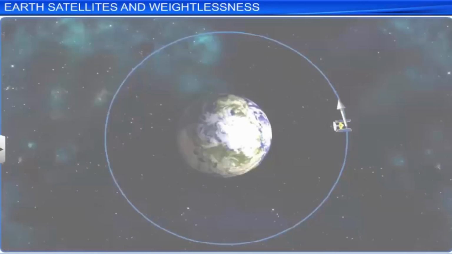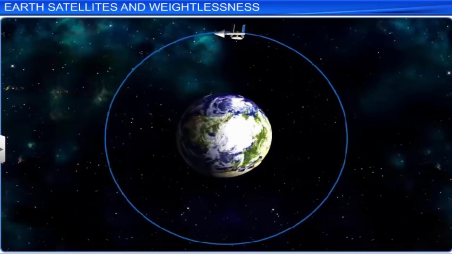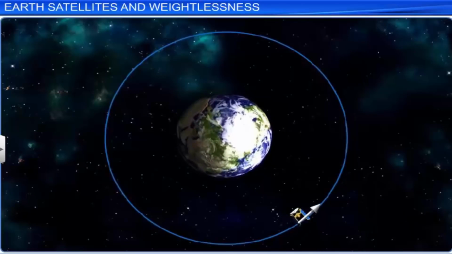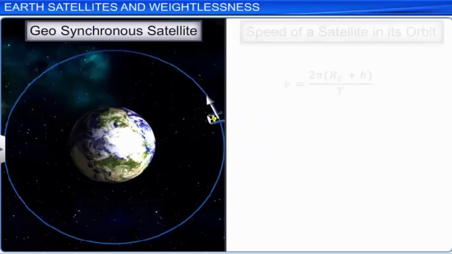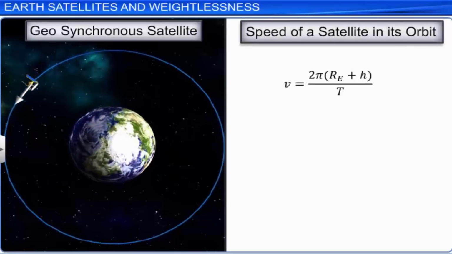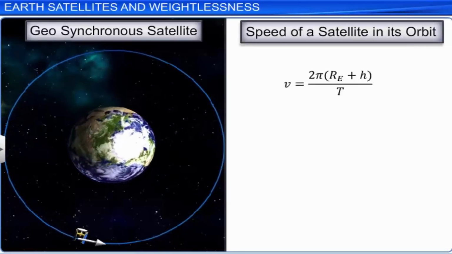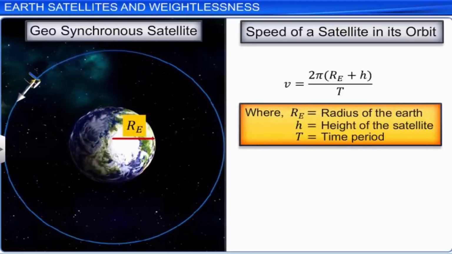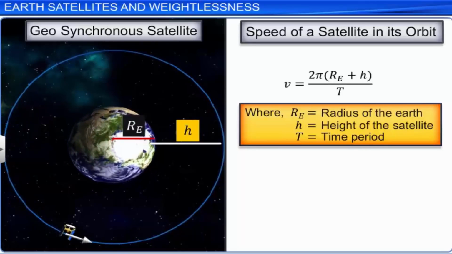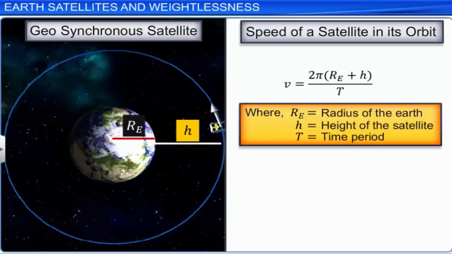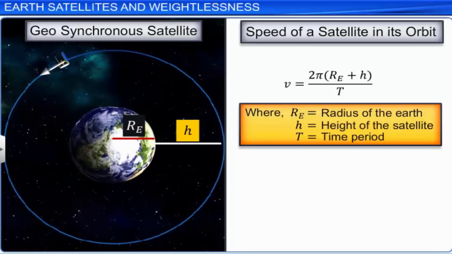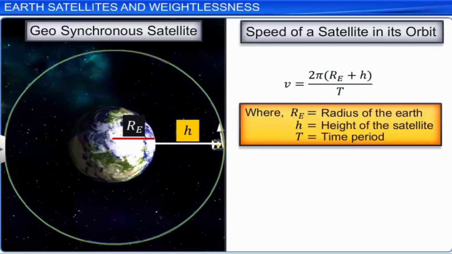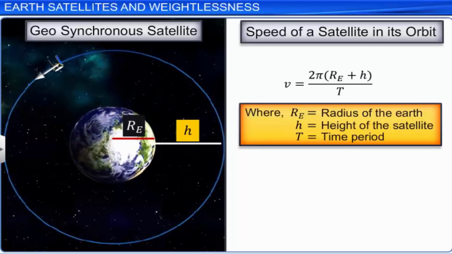Earlier, you learned that the speed of an Earth satellite in its orbit is denoted by the expression v is equal to 2 pi into R_E plus h divided by T, where R_E is the radius of the Earth, h is the height of the satellite from the Earth's surface, and T is the time taken by the satellite to complete one revolution around the Earth, which is referred to as its time period. Let this be equation 1.